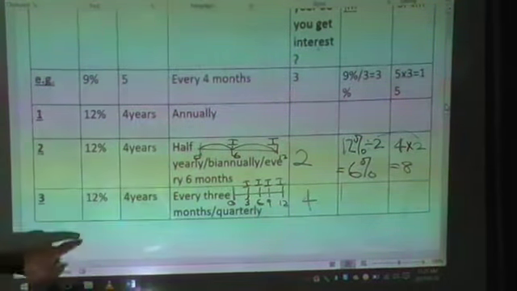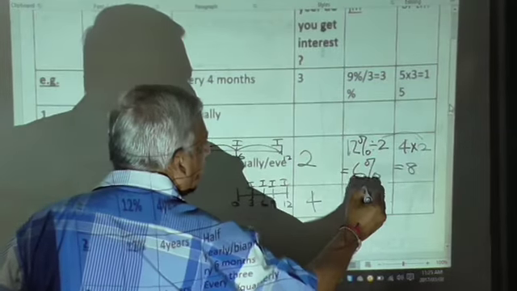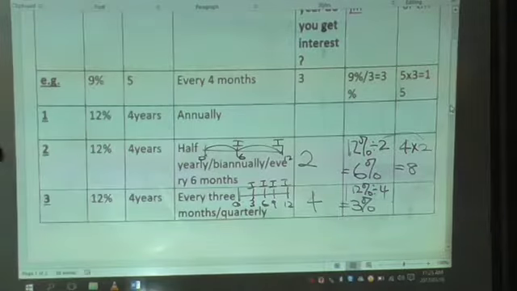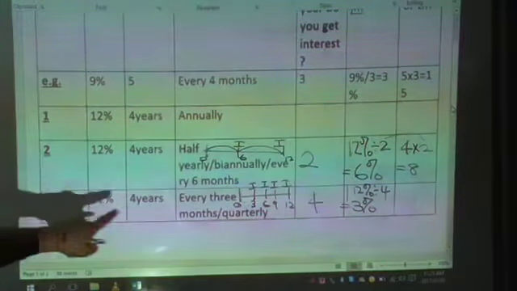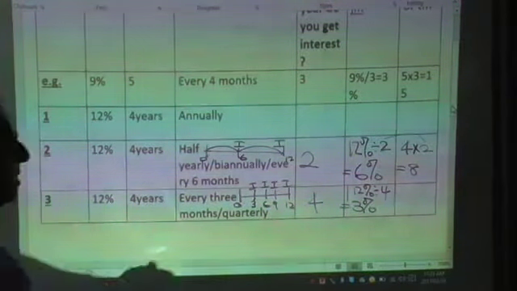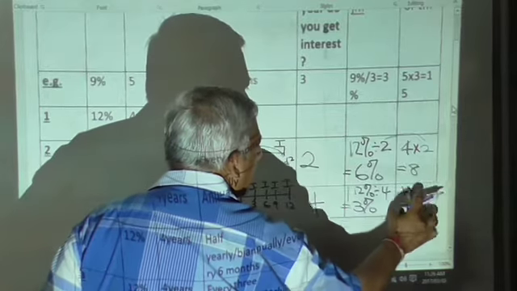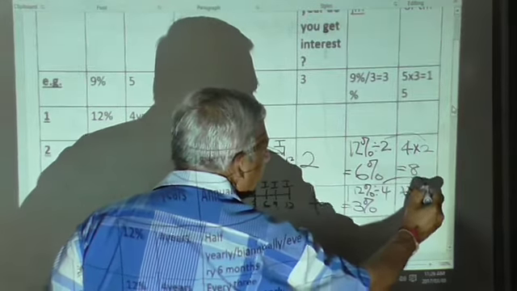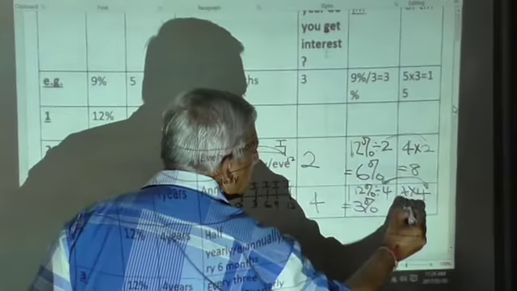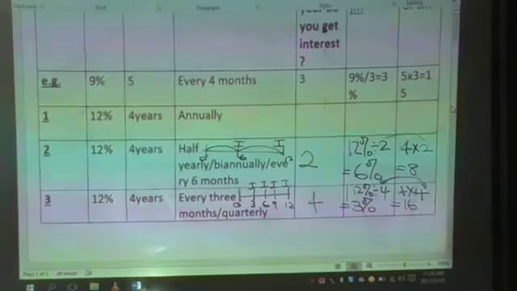Now what do we do? You take your 12% and divide by 4. 12% divided by 4 gives you 3%. So in number 3, in your formula, you'll substitute 3%. And what is the time? The time is 4 years. So it will be 4 times 4, because we're going to use this number here, you see. So 4 times 4, final answer is 16. So in the formula, you're going to substitute 3 and 16.